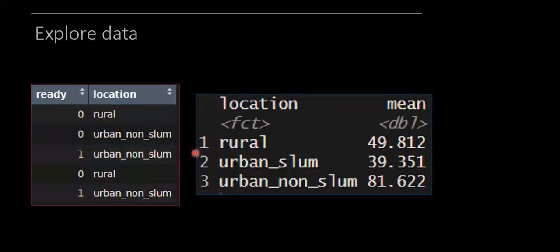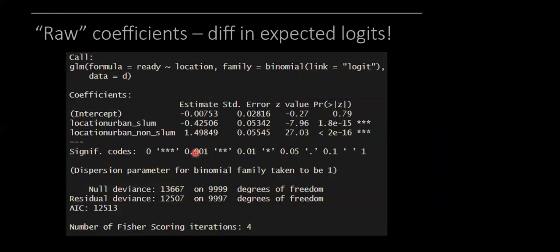So again, we do a data exploration, explore the data, and then we fit the model. And now this is a logistic regression. So we've got our readiness as our outcome variable, our location as our independent variable, and again we've got coefficients for our intercept. And then because it's a categorical variable, it's got dummy coding. And so we've got comparisons between slum to rural and non-slum to rural.